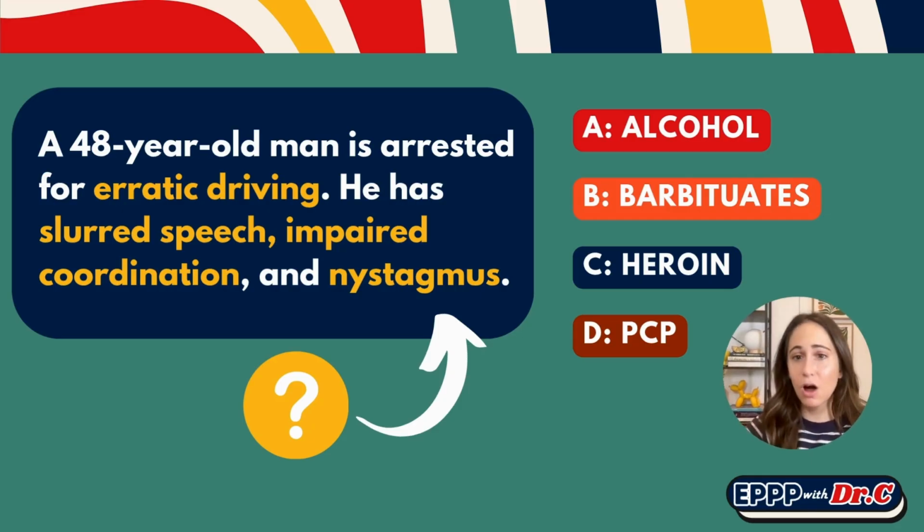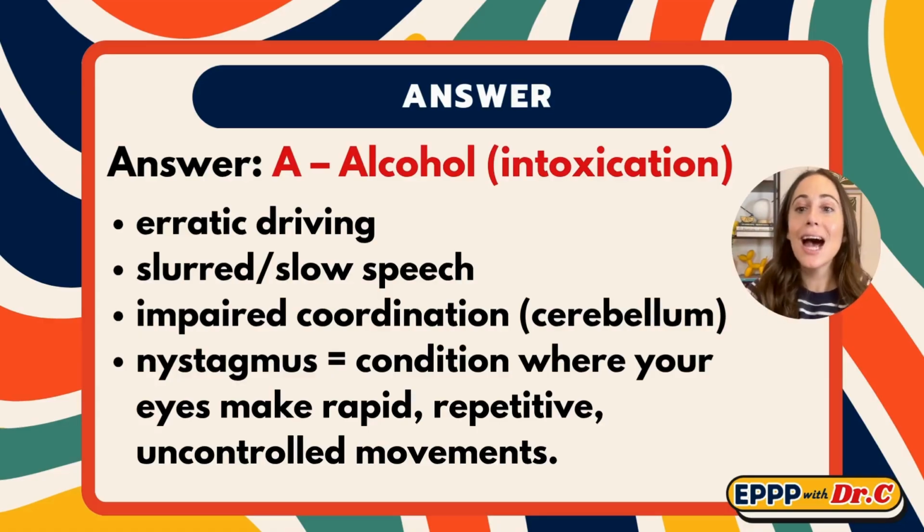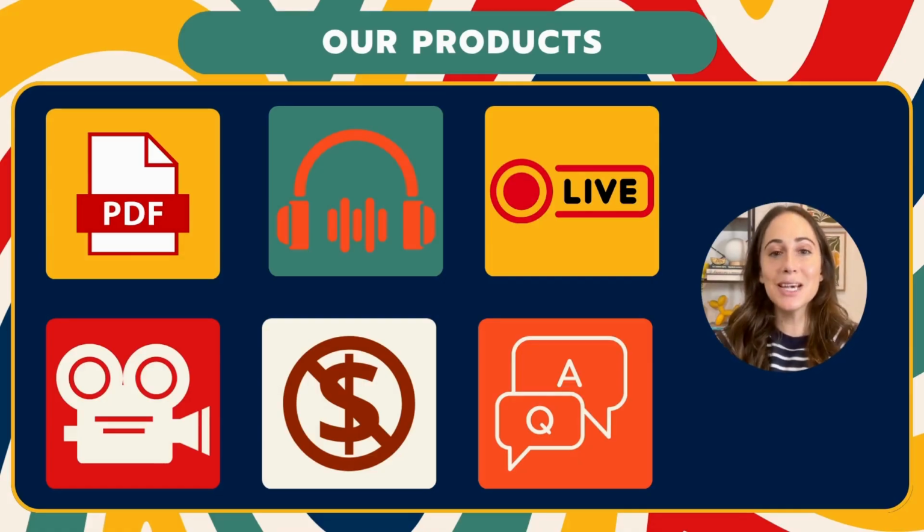Someone who is under the influence of alcohol might demonstrate this symptom, meaning involuntary eye movements. So back and forth, kind of like all over the place, cannot keep steady eye contact, and that absolutely is a hallmark of alcohol intoxication. Not surprisingly, answer here is alcohol intoxication. We have the erratic driving, slurred speech, impaired coordination. Again, that's the cerebellum there. Nystagmus, basically eyes darting rapidly back and forth, uncontrollable movements. It's gonna be alcohol.